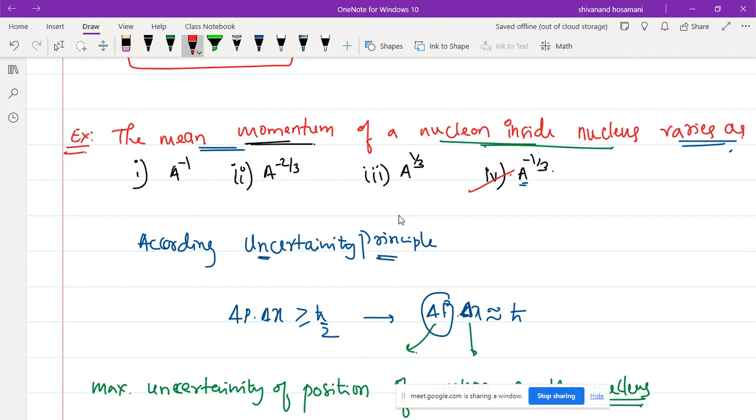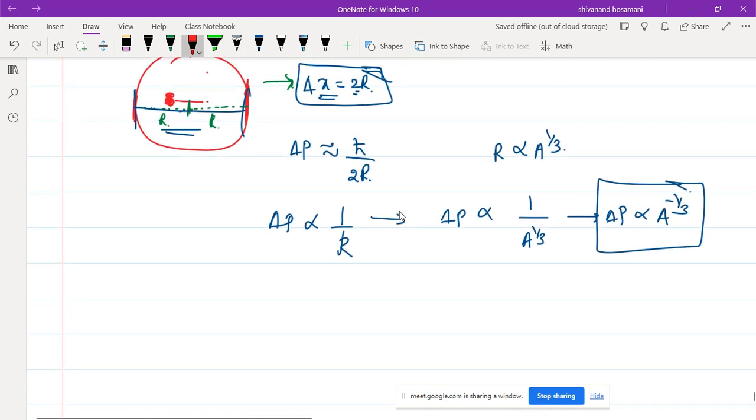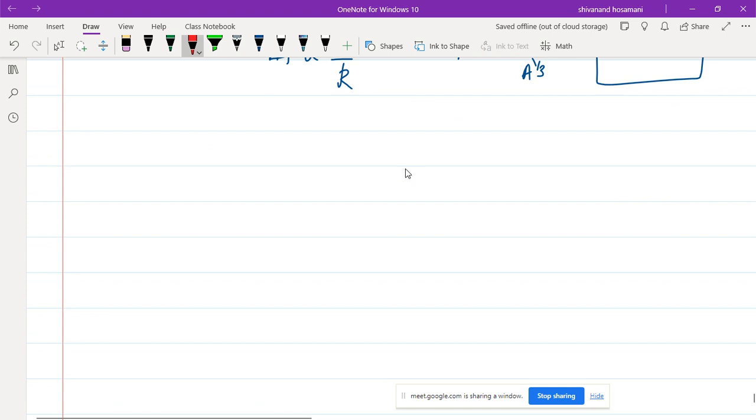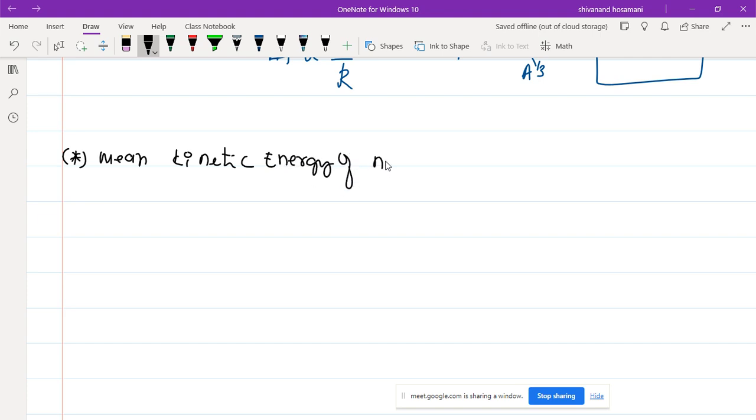Okay. The kinetic energy of the particle, the mean kinetic energy of the particle or nucleon in the nucleus. So how does it vary? Anyone? So the question is the mean kinetic energy of the nucleon in the nucleus.